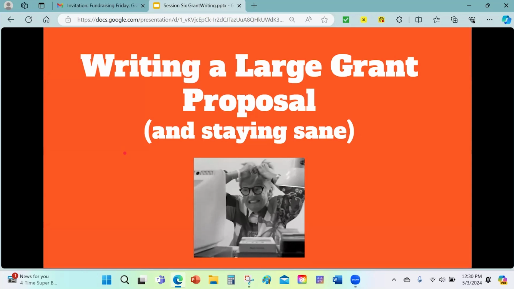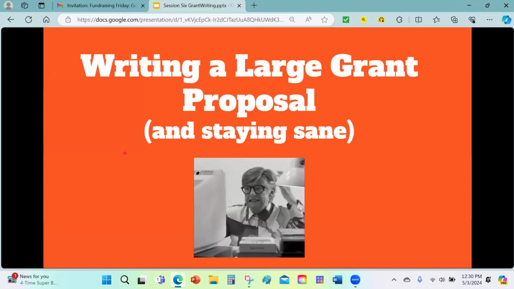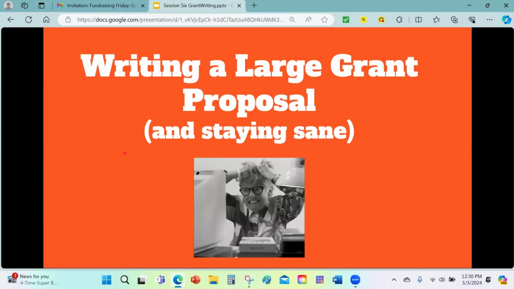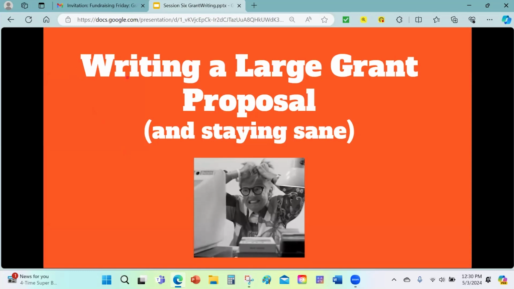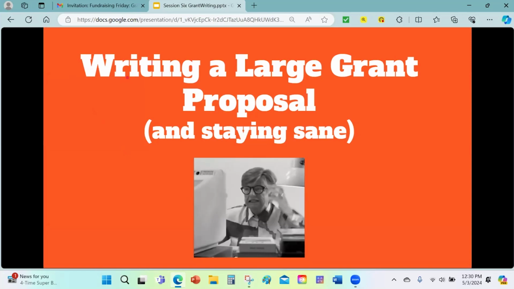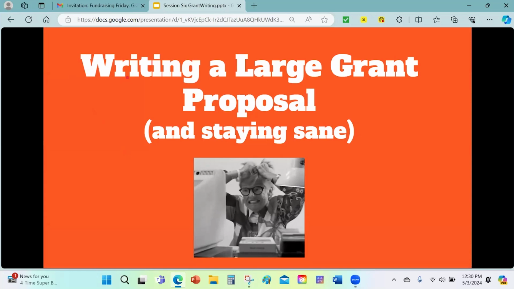So let's talk now about how to write a large grant proposal. And here's my tagline: stay sane, right? We're going to stay sane. Most grant proposals now have an online submission program that gives us the prompts and we fill out those fields. Some still do not. Some we still have to, in a sense, create the proposal ourselves.